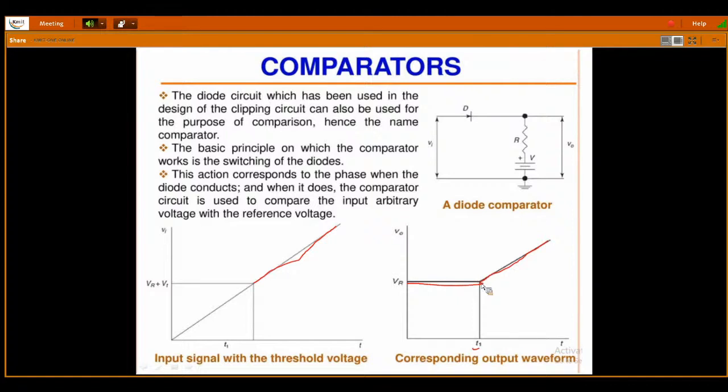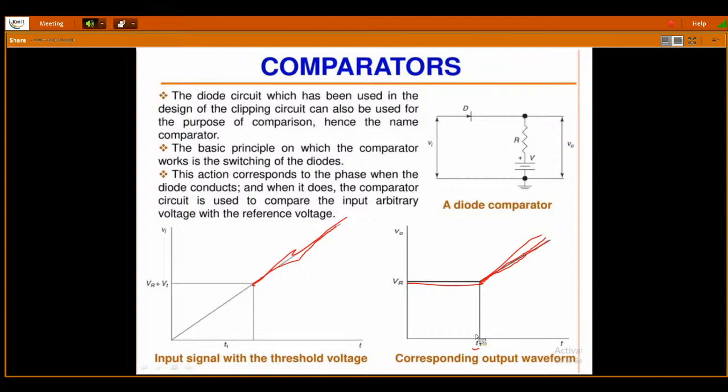Now, if the input voltage is greater than the reference voltage, then the diode starts conducting, and the output of the diode follows the input signal. From this point onwards, the input is a ramp signal, and the output is also following the ramp signal. Now, what can we conclude from this?